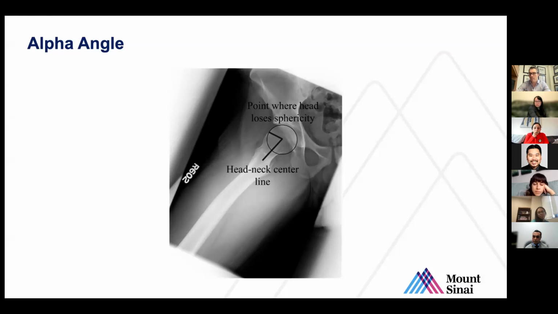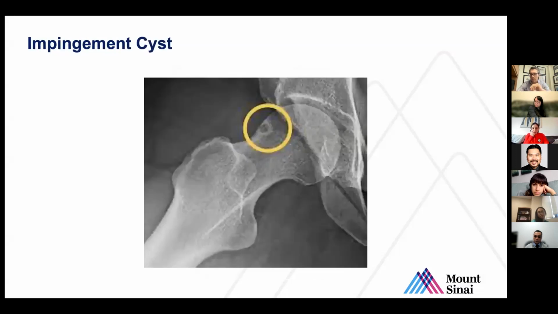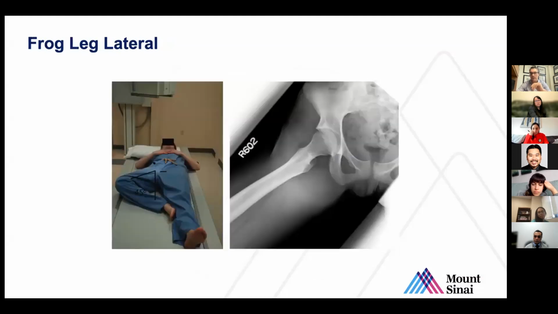With the 45-degree Dunn lateral, your AP will give you about the 12 o'clock cam. Your Dunn lateral will give you roughly 1 to 2, and then 2 to 3 you'll get... oh, sorry, you can see a subchondral impingement cyst here as well.